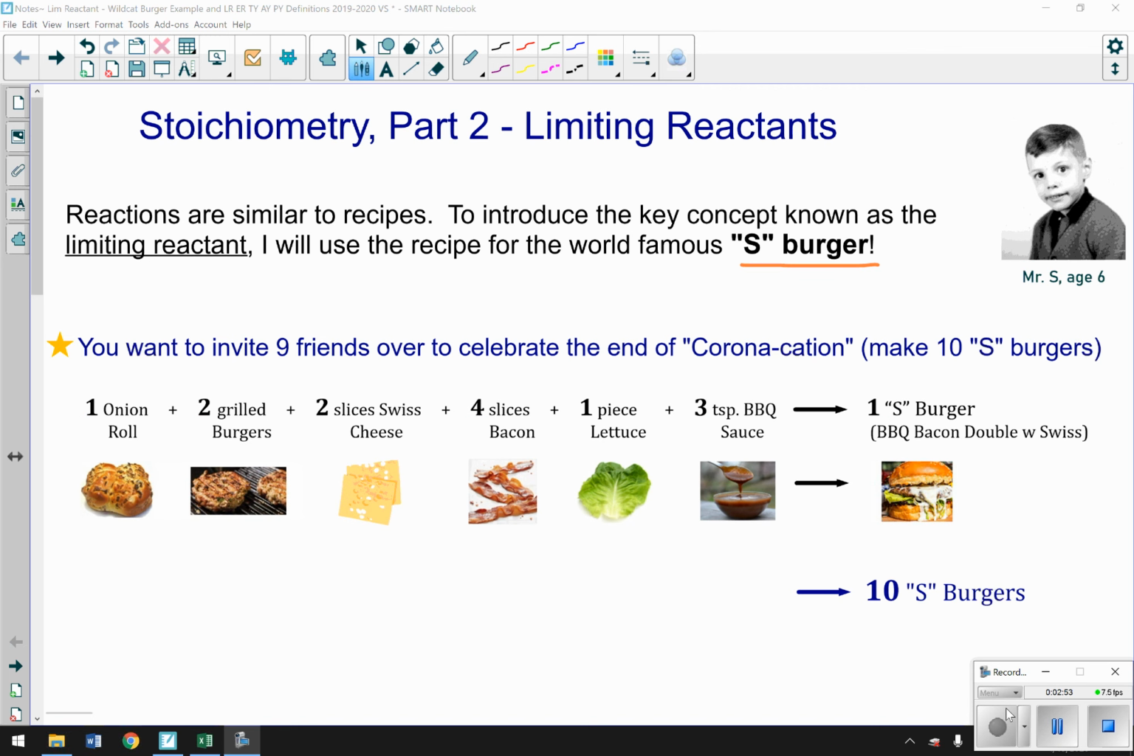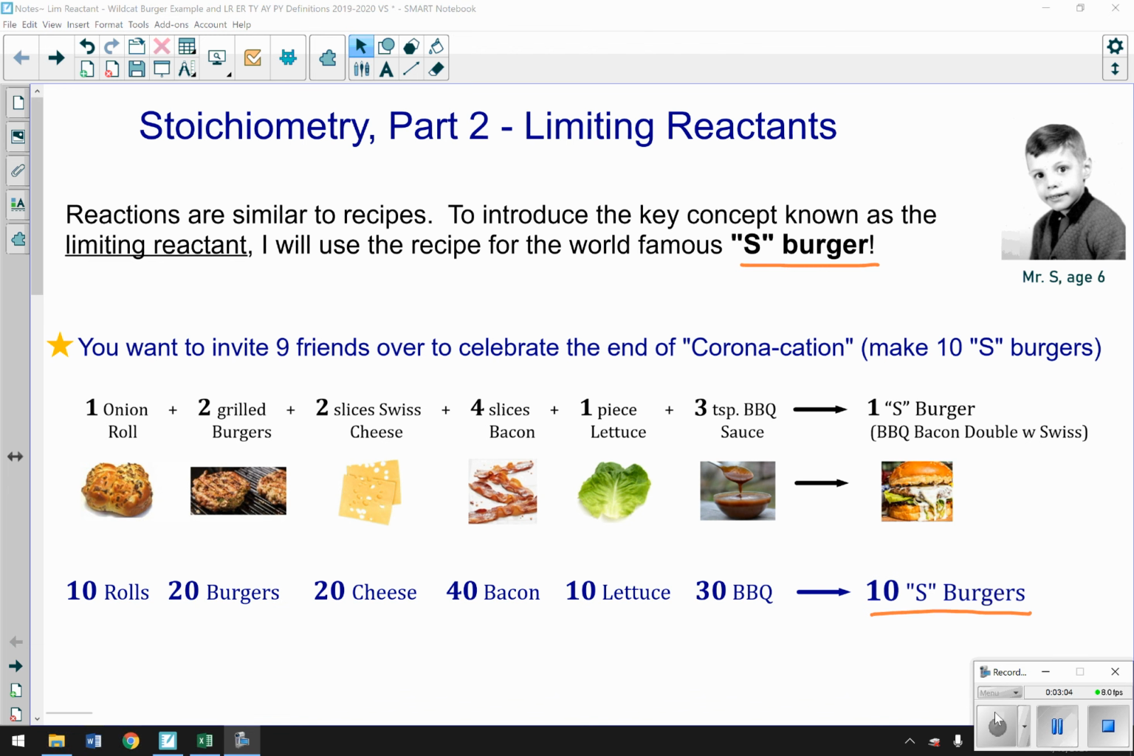Based on that recipe, when you want to make 10 S-burgers, you're going to have to figure out how much you have to go out to the store and buy. Let's figure this out. Since you're going to need 10 rolls, 2 burgers per, you have to buy 20 burgers. 2 slices of cheese per, you'll have to buy 20 slices of cheese, 40 bacon, 10 pieces of lettuce, and you'll need 30 teaspoons of barbecue sauce. Once you assemble all of these ingredients, you would be able to make 10 S-burgers. Based on these amounts, your theoretical yield of S-burgers would be 10.